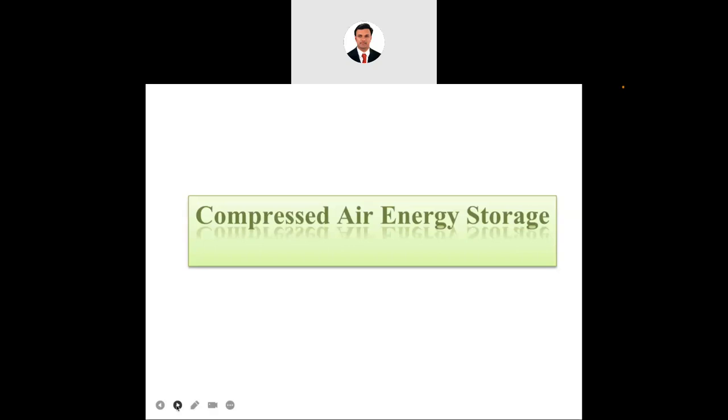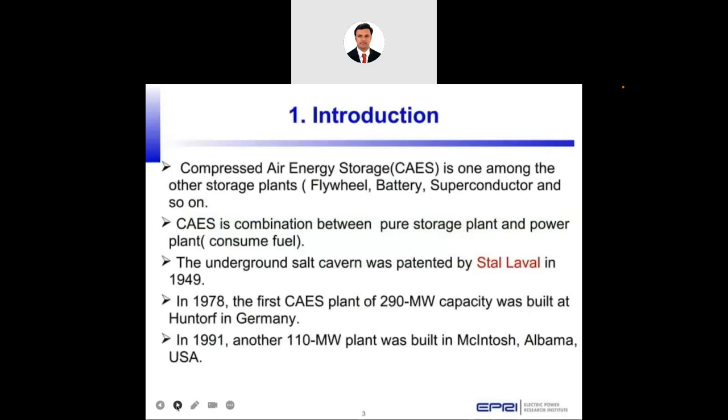In the pumped storage power plant, we are storing the energy in the form of potential energy of the water, and here in the compressed air energy storage, we are storing the compressed air. Okay, so compressed air energy storage is one among the different storage plants. We are also using flywheels, batteries, superconductors, and even thermal storage.